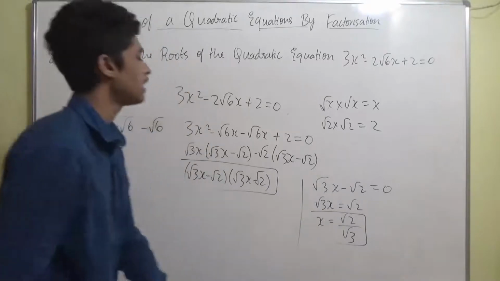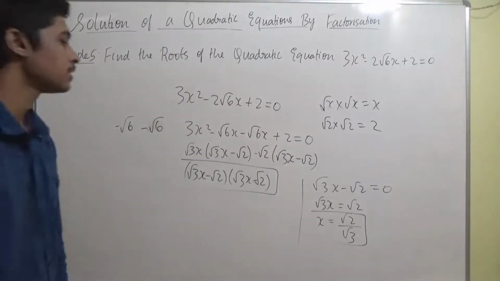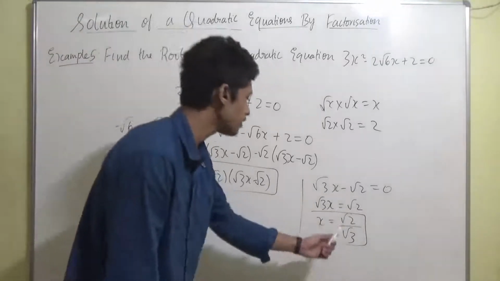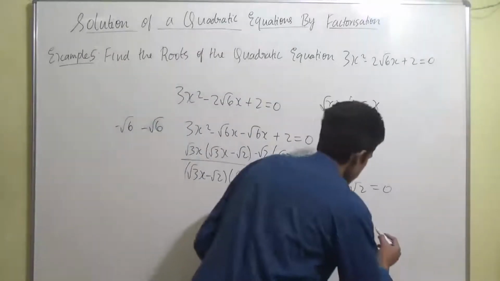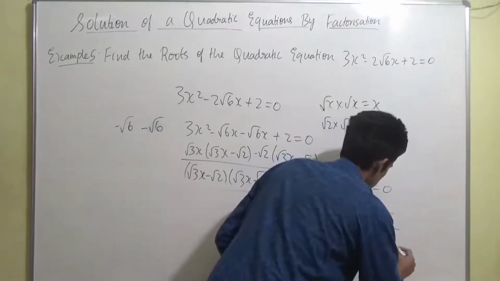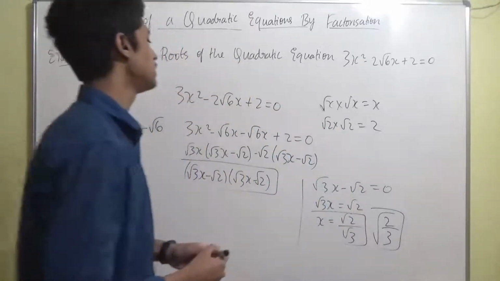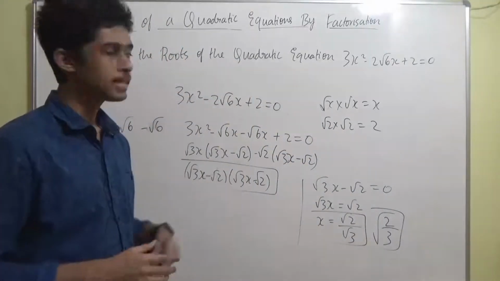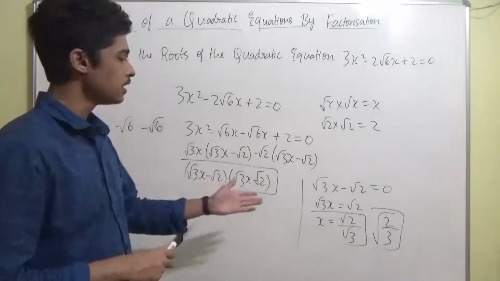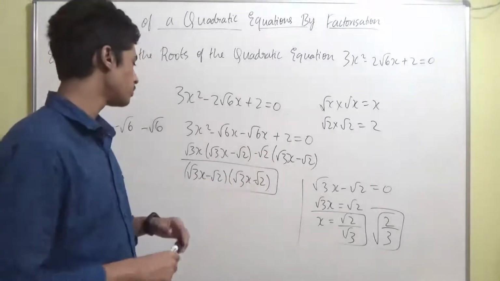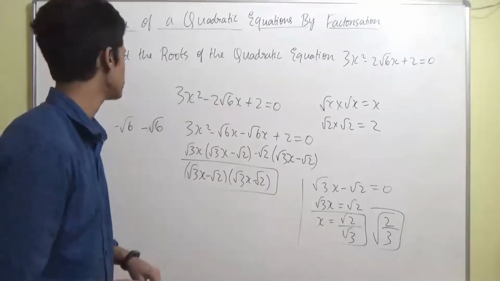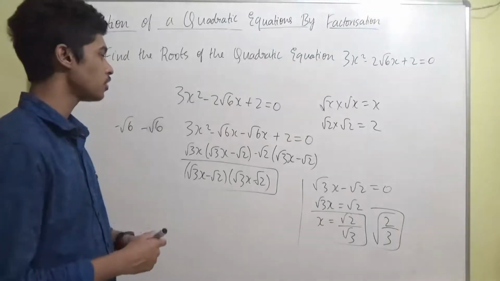That's it guys, as simple as that, right? So the value of x is root 2 by root 3, or else you can write it like this, the whole root of 2 by 3. Done. In this case guys, both the solutions are the same. It is root 2 by 3 comma root 2 by 3, because both are one and the same equation, right? That's it guys. I hope you understood it.